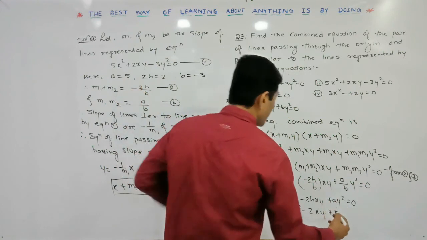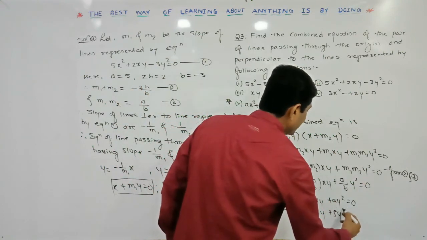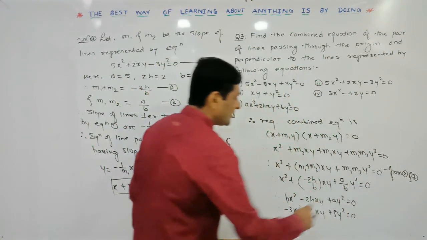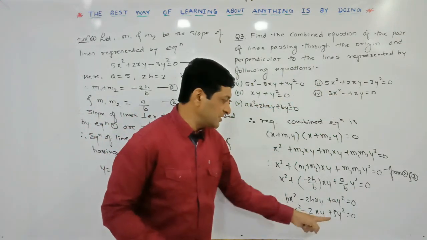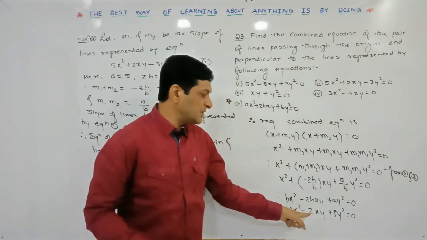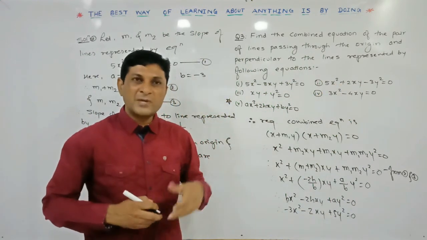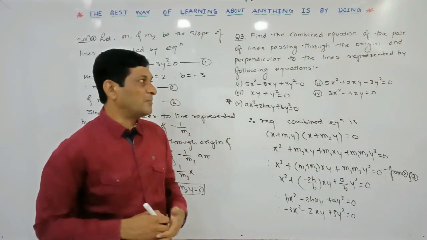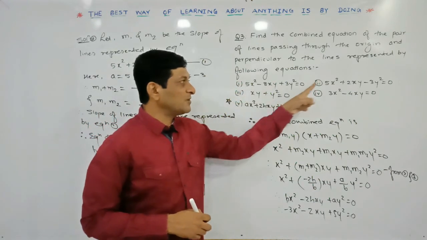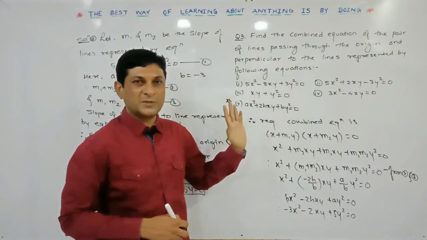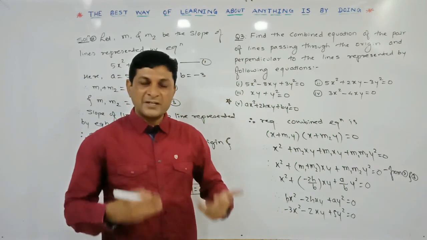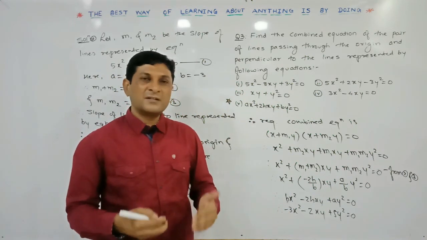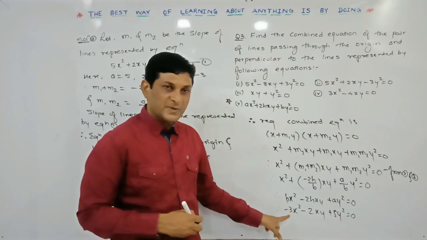What is the value of a? 5. y square is equal to 0. Here we can observe that the coefficients of x square and y square are interchanged, and the sign of the middle term is also changed. But whenever we write an equation in the standard form, generally we can observe that the coefficient of x square is always positive. But here the coefficient of x square is negative.